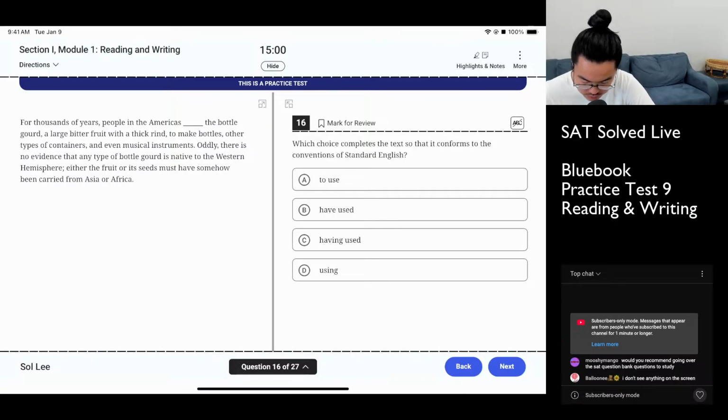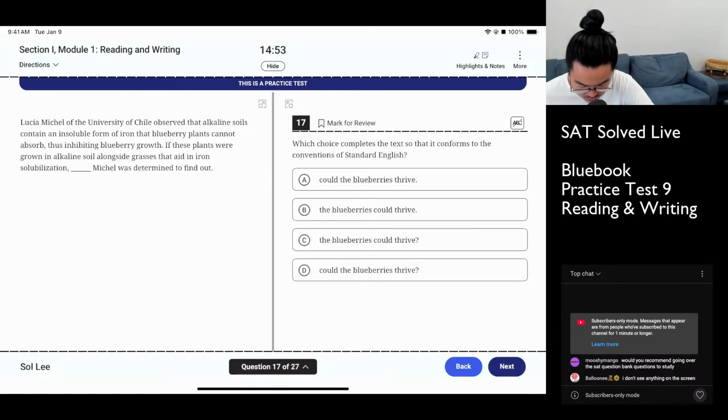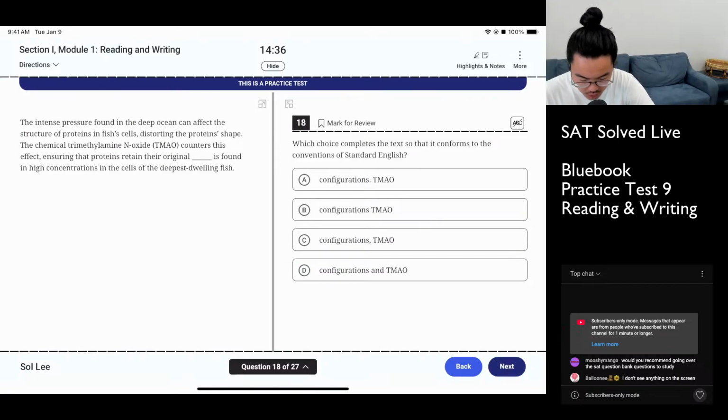For thousands of years, people in the Americas have used the bottle gourd to do these things. Got it. Lucia, if these plants were grown in alkaline soil, alongside grasses that ate it, could the blueberries thrive? Mikhail was determined to find out. That is correct. Timao counters this effect, ensuring that proteins retain their original configurations.